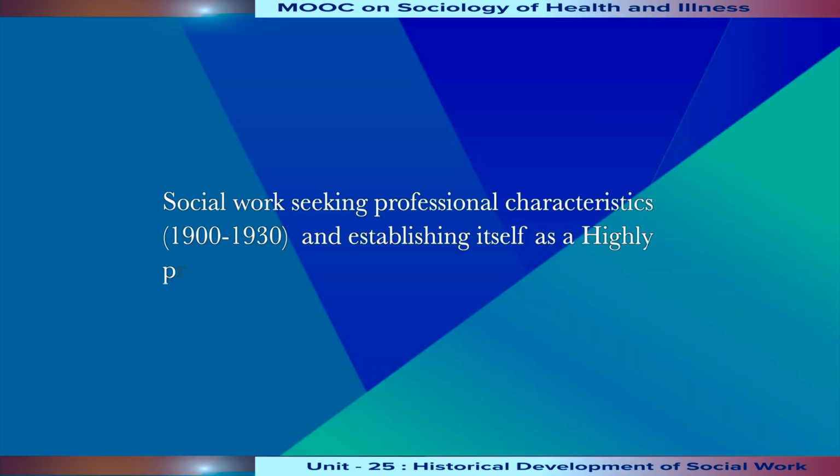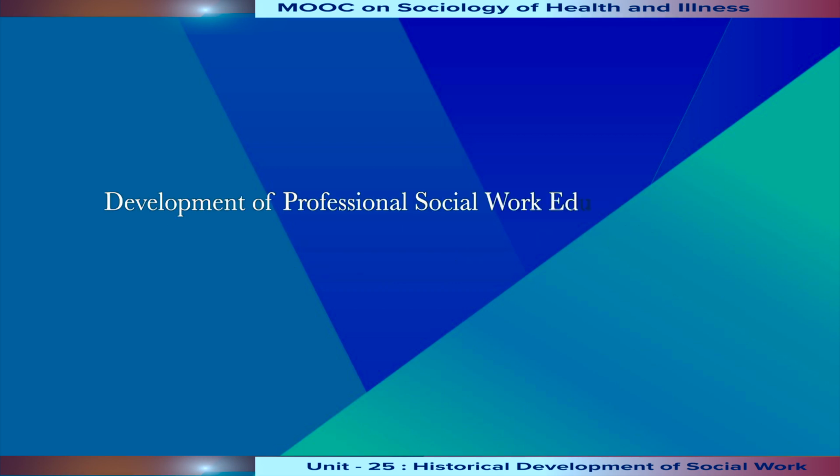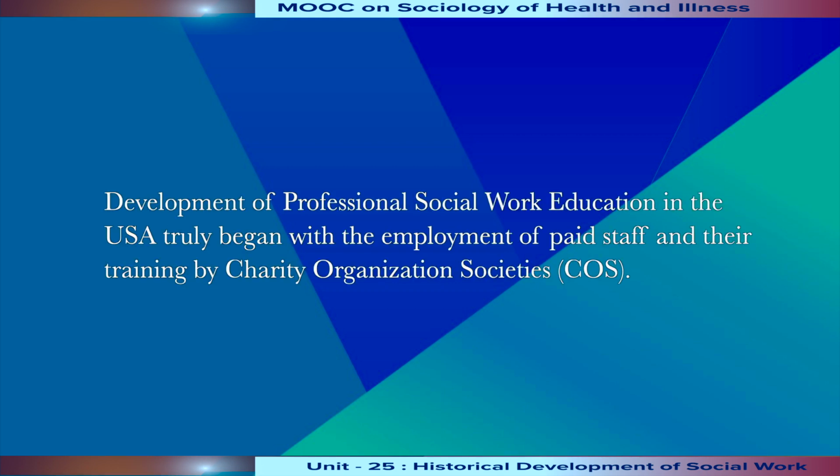The other stages include social work seeking professional characteristics, 1900 to 1930, and establishing itself as a highly professionalized discipline, 1930 onwards. Development of professional social work education in the USA truly began with the employment of paid staff and their training by charity organization societies.